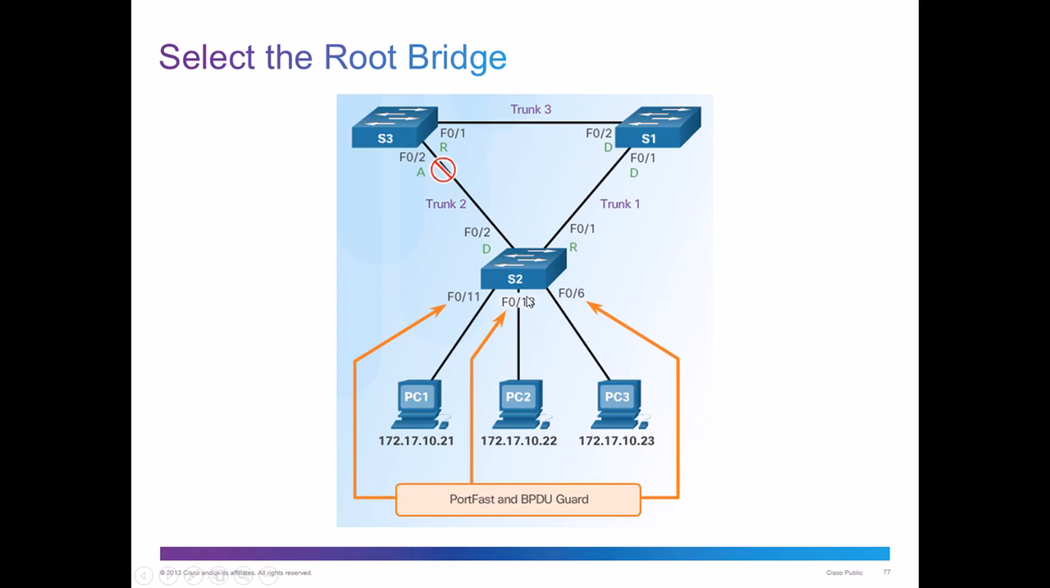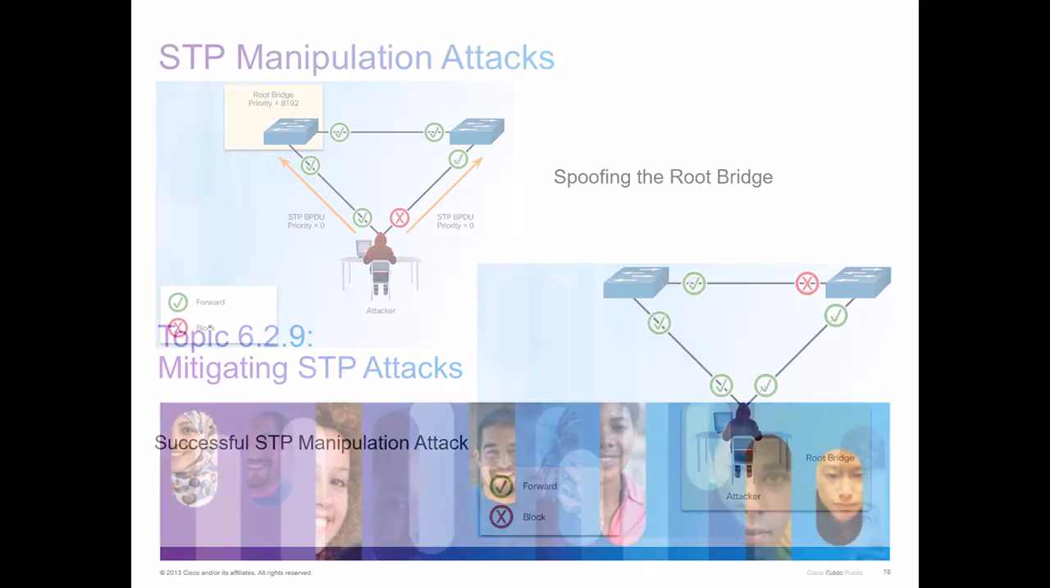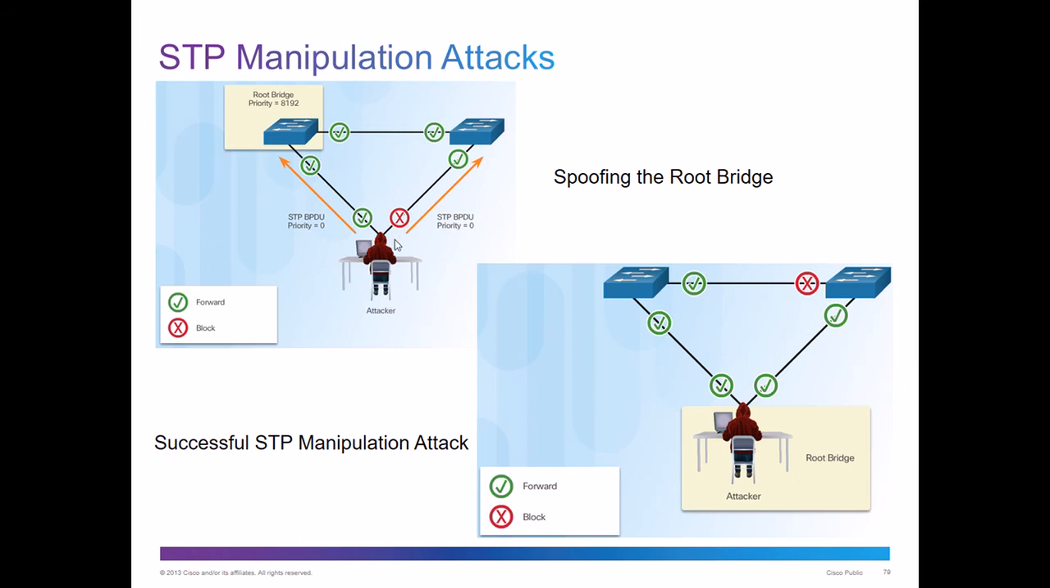BPDU guard will not allow the port to participate in the election of a root bridge. Okay, so if this guy, like I said earlier, is pretending to be a root bridge, he can start sending information: hey, I have the lowest bridge ID. So these switches will say, okay, we're going to make you the root bridge. By the way, what that means is, if he's the root bridge, data has to go to him before it goes to any other switch. Okay, that's how STP works, by the way. They elect a root bridge for the reason that we always go to the root bridge, and from there we can go to the destination.